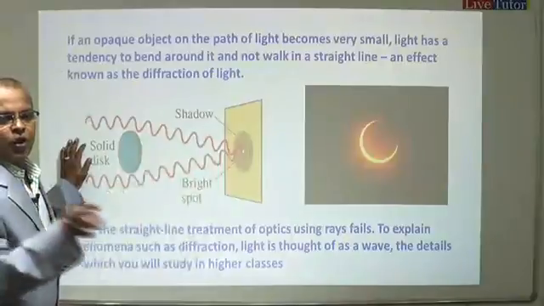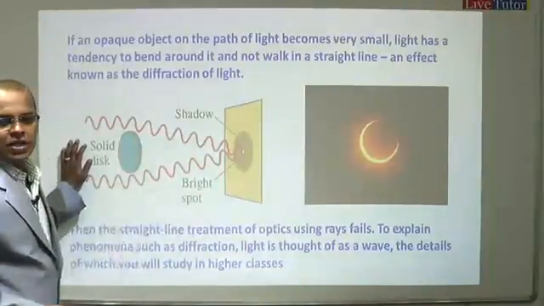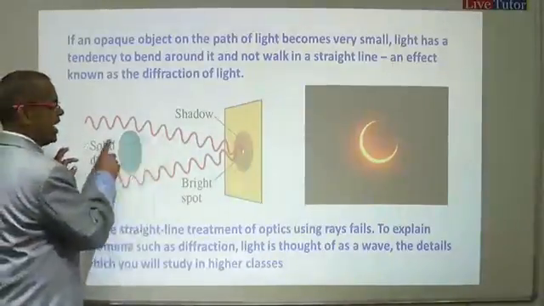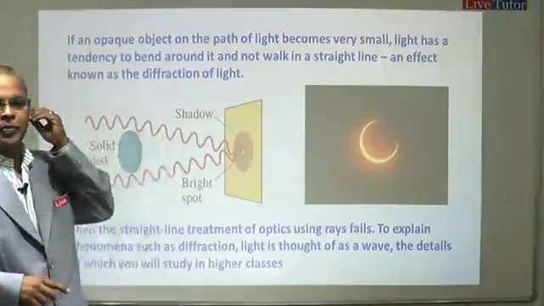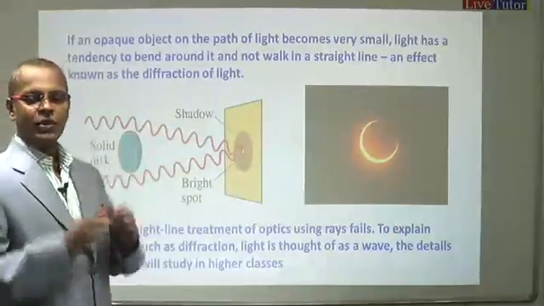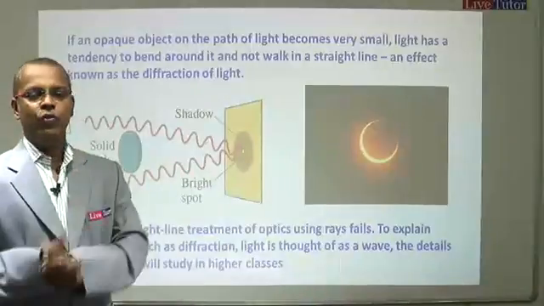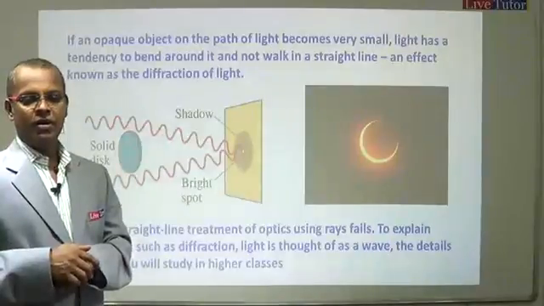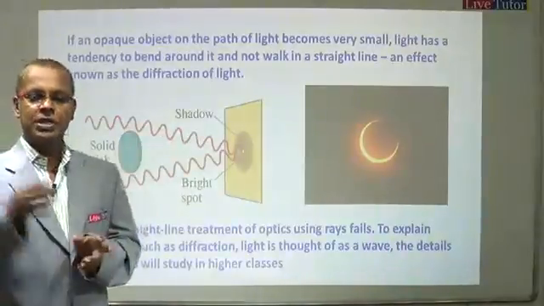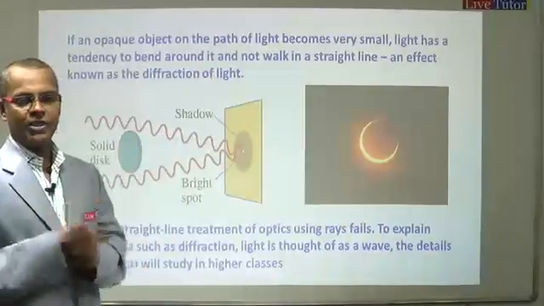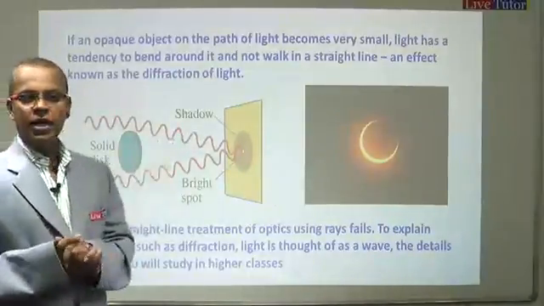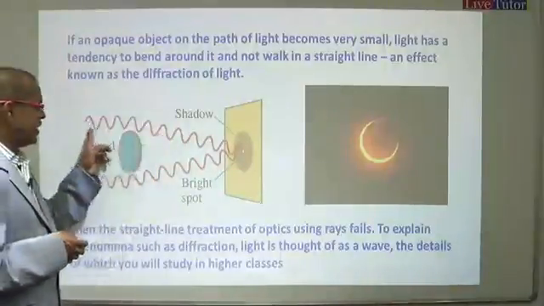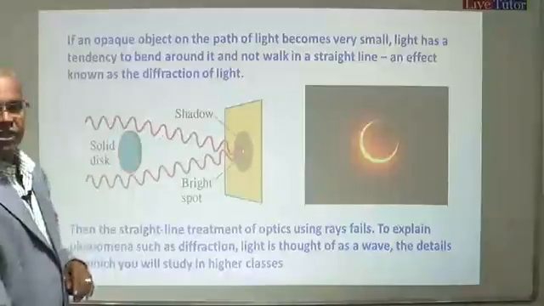So to explain a phenomenon such as diffraction of light, scientists assumed that since it is bending, light may be considered as a wave. Right? So now they say that light is behaving like a wave. It is not only traveling in a straight line, but it is behaving like a wave. Now this wave theory you are going to study in higher classes, 12th standard, wave theory of light. Earlier we thought of straight line propagation of light. Now people have understood that light is traveling like a wave. It is wave in nature.